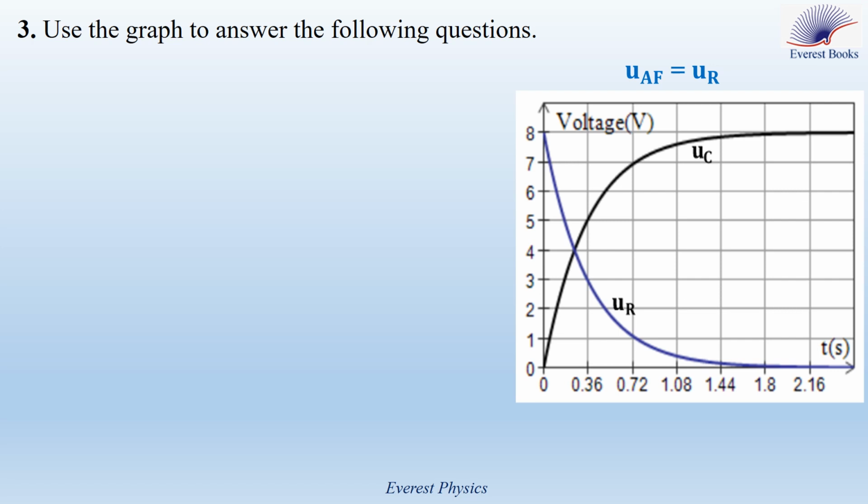Look at the graph. The vertical axis represents voltage in volts. The horizontal axis represents time in seconds. We have two curves, the curve of UC versus time and the curve of the voltage across the resistor, which is taken as UR versus time. We want to use the graph to answer the following questions.